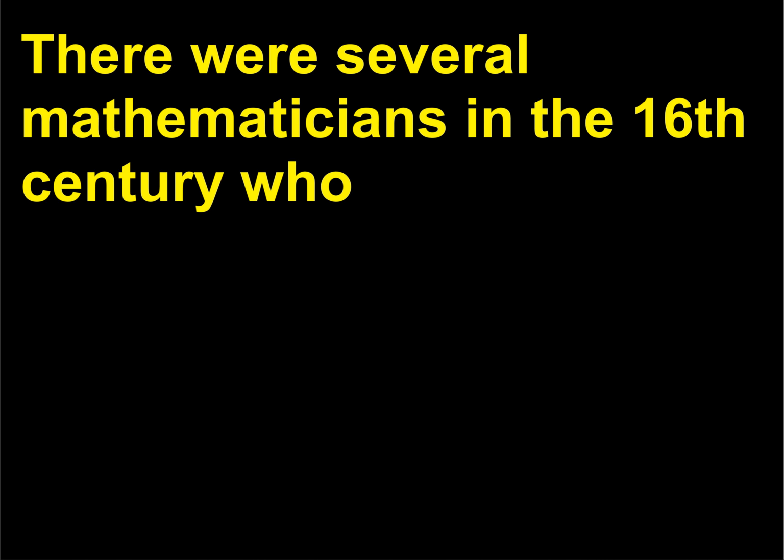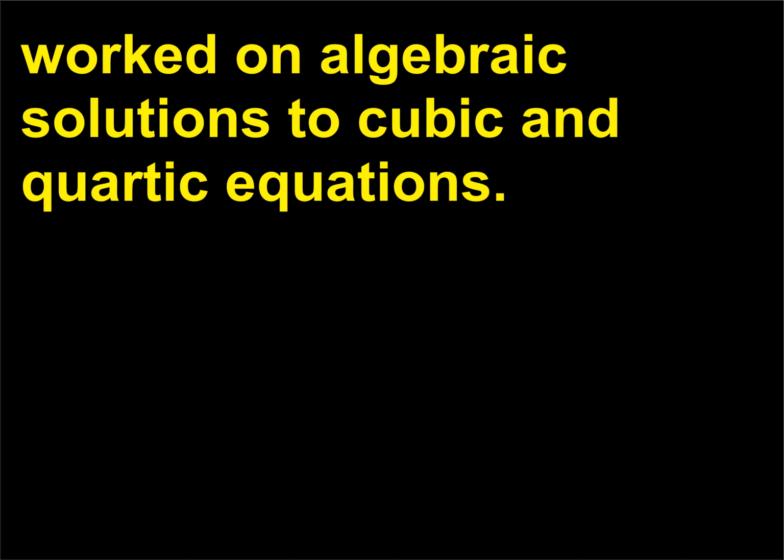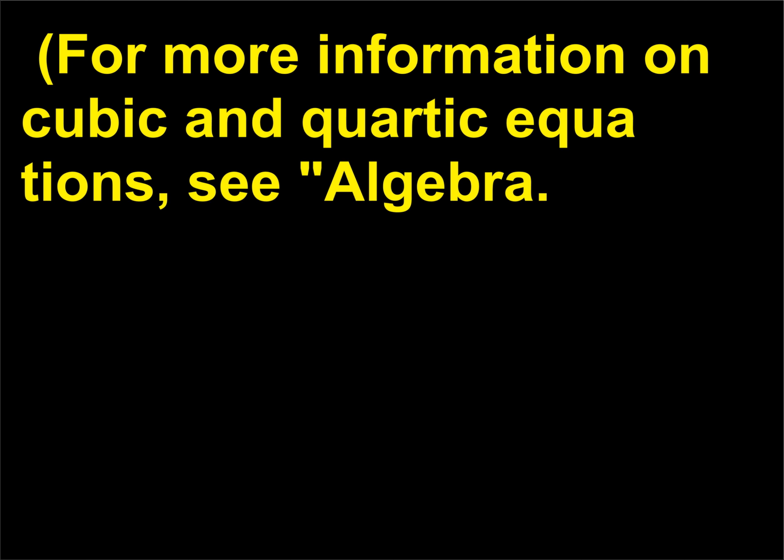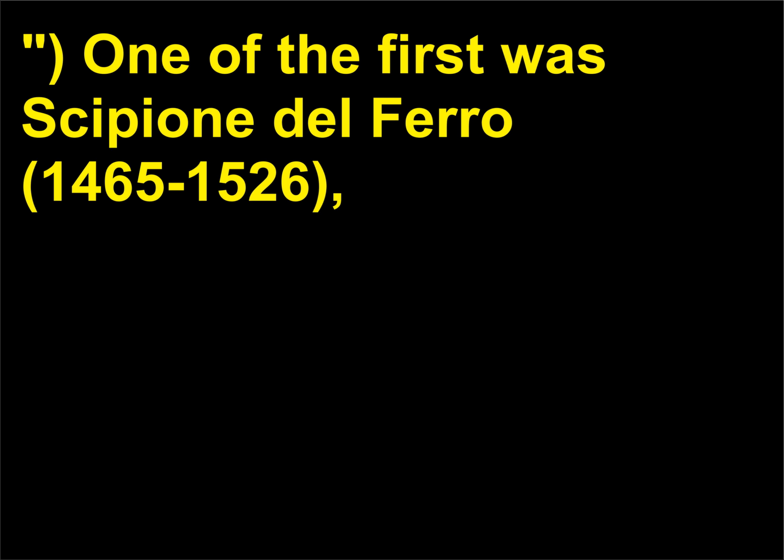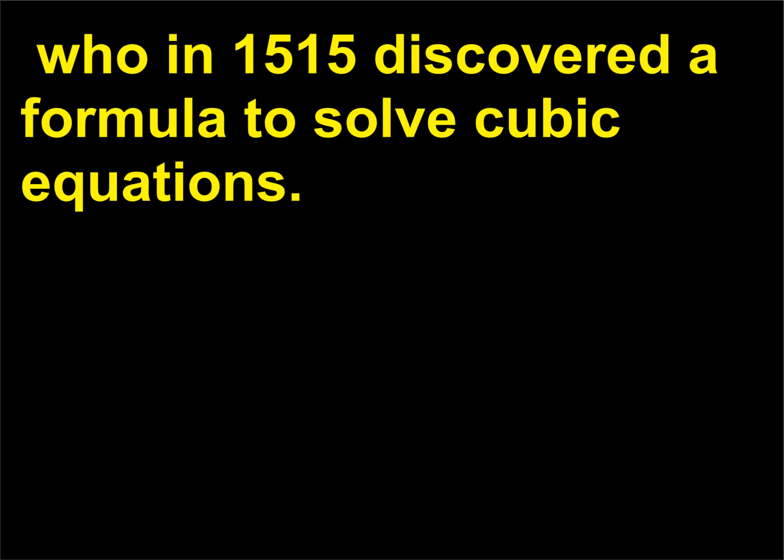There were several mathematicians in the 16th century who worked on algebraic solutions to cubic and quartic equations. For more information on cubic and quartic equations, see algebra. One of the first was Scipione del Ferro, 1465 to 1526, who in 1515 discovered a formula to solve cubic equations.